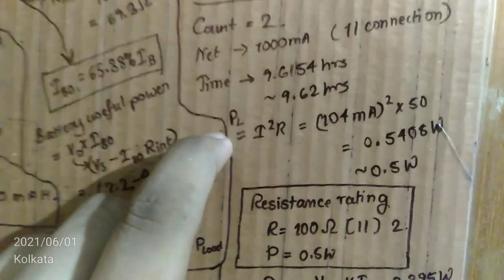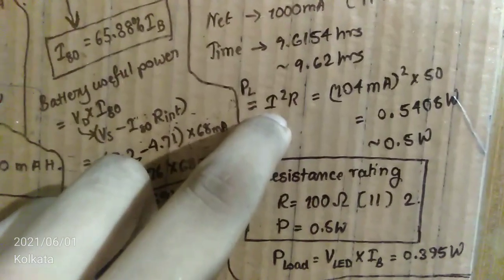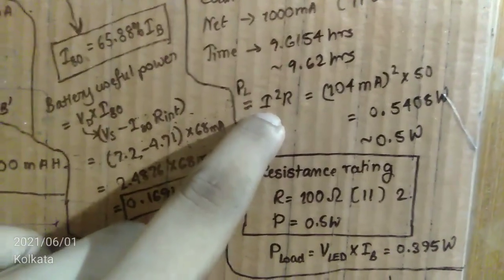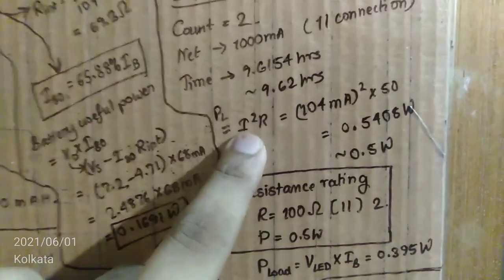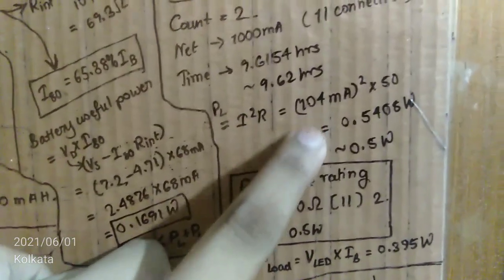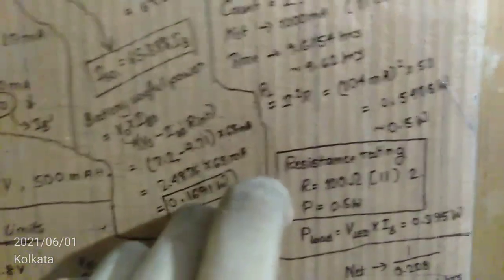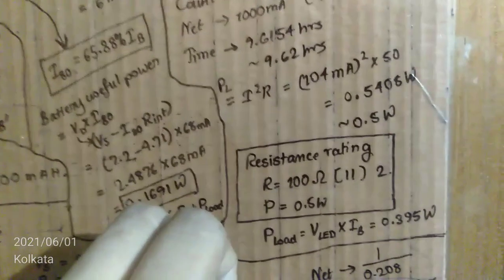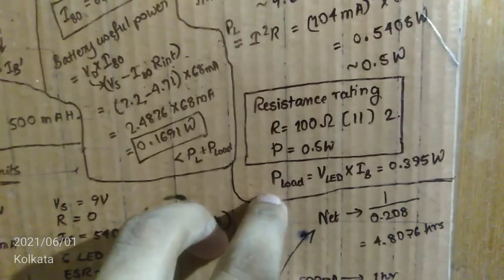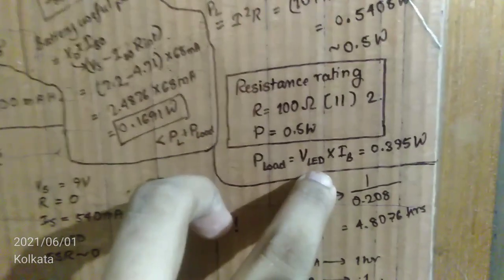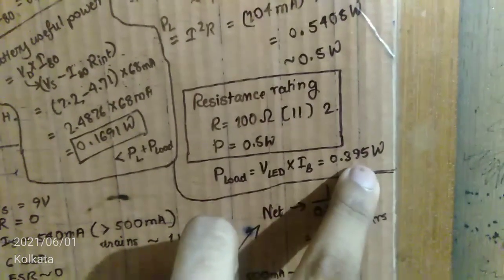Now the next thing I would talk about is the loading resistor, which is basically the current limiting resistor. In the market they always ask for the wattage. So the wattage is calculated by I squared R. Through the calculation we get nearly 0.5 watt, and the resistance is around 50 ohms. So I had 100 ohms and we just put it in parallel with a 0.5 watt, and the load power is derived from the voltage times current equation, which comes out to be 395 milliwatts.